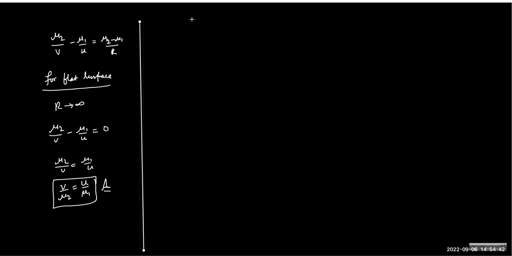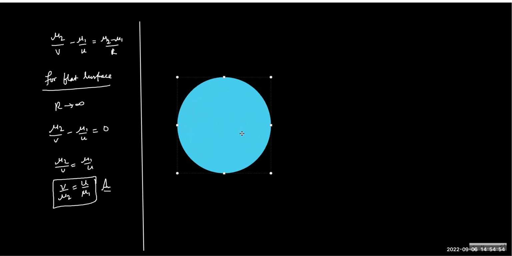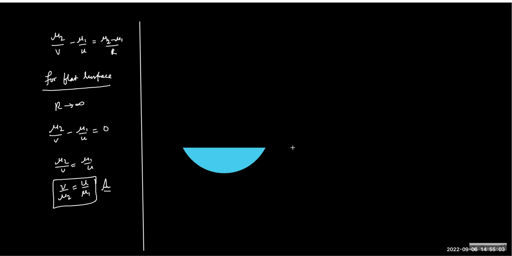So we'll do one more problem. So we have a lens. But that is not like a lens. So one surface is flat, the other is having curvature.